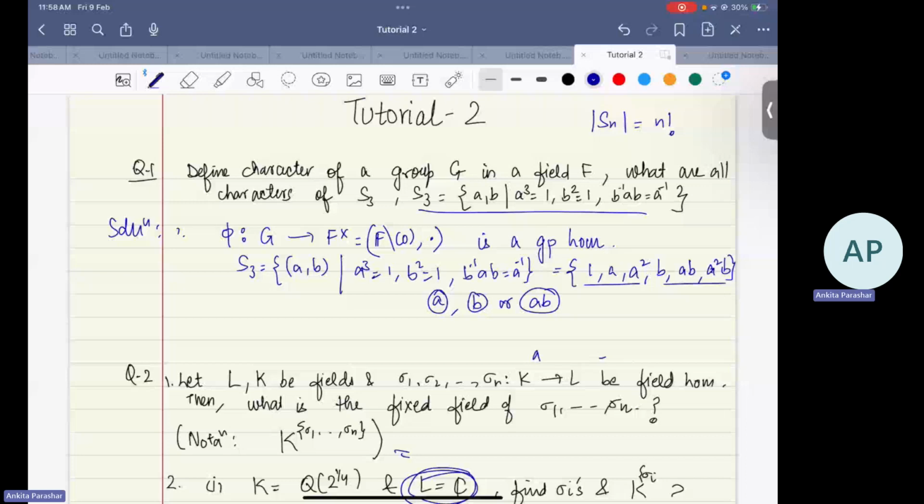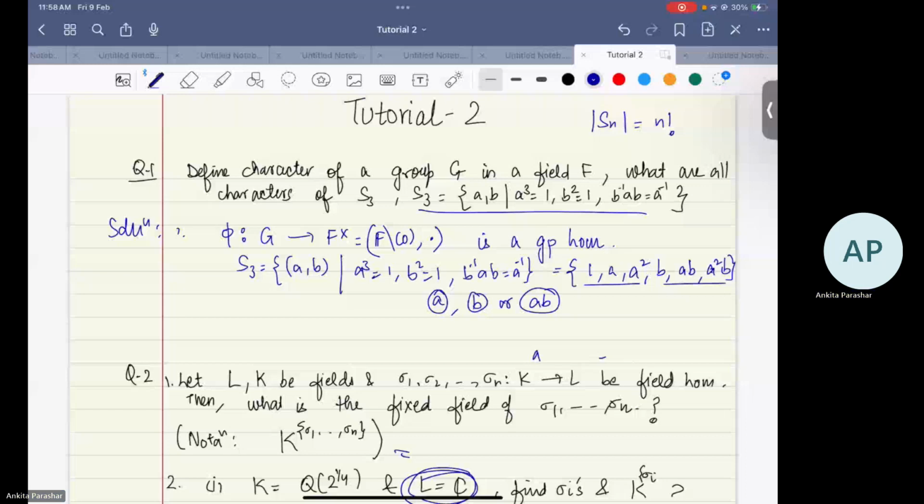Right. So thus we have A going to 1 and B going to 1. It's the trivial character. And the other, A going to 1 and B going to minus 1. This we call the sign character. Its name is sign.